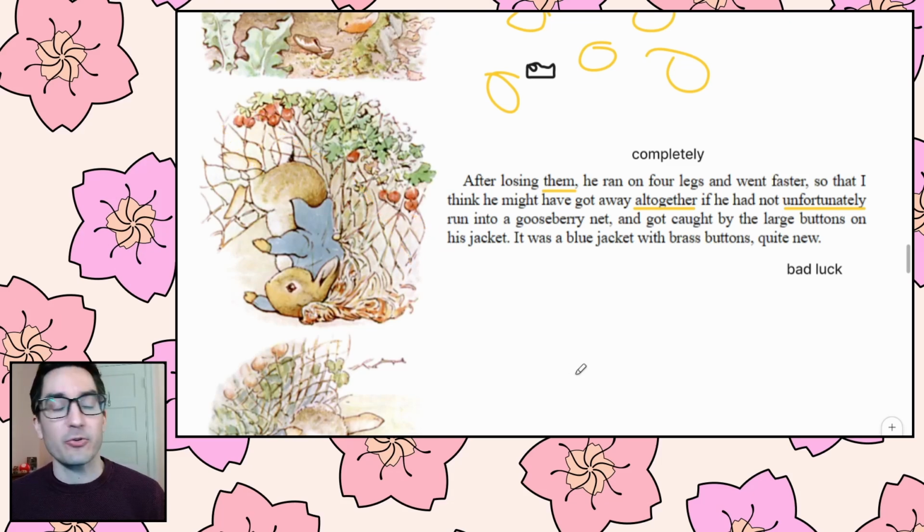And so Peter Rabbit crashed into the net, and now he got caught by the large buttons on his jacket. You can see in the picture, there's a button on his jacket, and it's stuck in the net. Poor little Peter Rabbit. Okay? It was a blue jacket with brass buttons, quite new. Brass is a kind of metal. It's a little bit yellow and a little bit brown. Okay? Keep going. So poor Peter Rabbit is stuck in the net. Oh no.